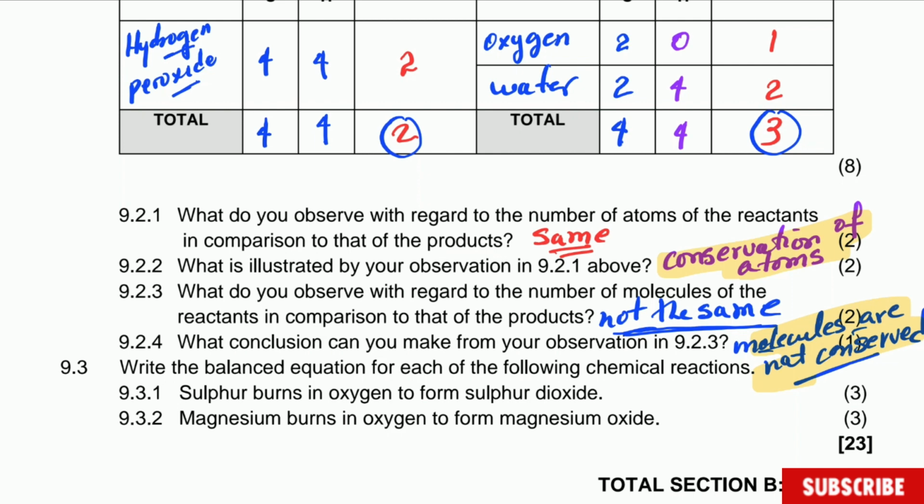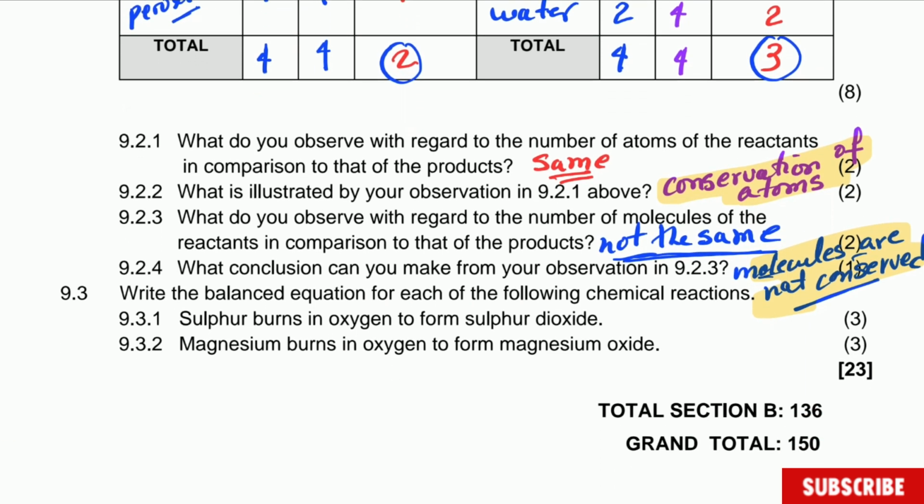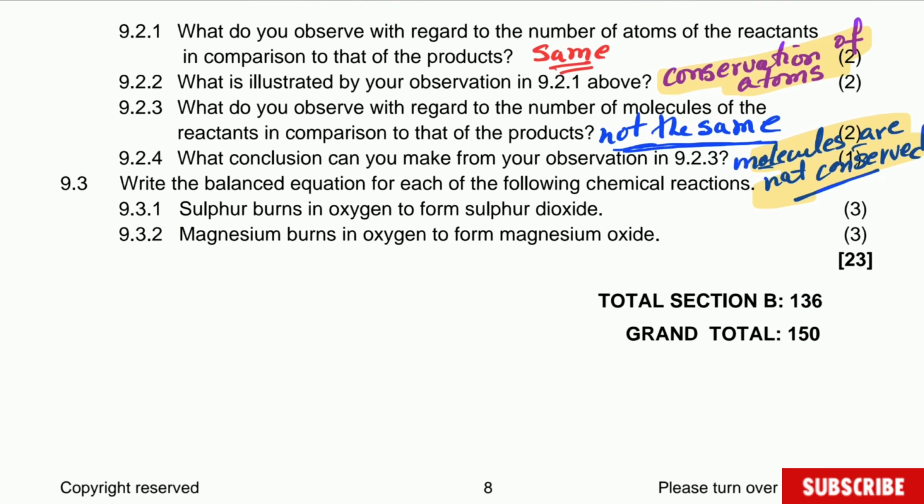Question 9.3. Write the balanced equation for each of the following chemical reactions. 9.3.1. Sulfur burns in oxygen to form sulfur dioxide. Very good, guys. Now sulfur. The symbol for sulfur, guys, is just S. Sulfur is a solid. I don't think you have to write the states here. It's not part of this question.